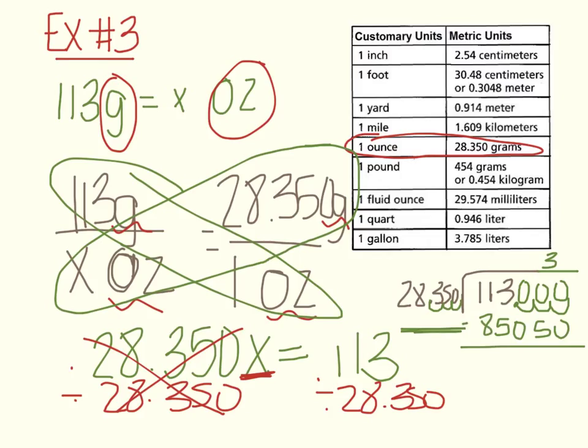We subtract and we get 27,950. That can't go in, so we're going to have to add a decimal and a 0. Bring the decimal up. And that's going to go in 9 times. And we're going to go ahead and stop there because I said that these answers did not have to be exact because converting between customary and metric are not exact. So our answer is 3 and 9/10.